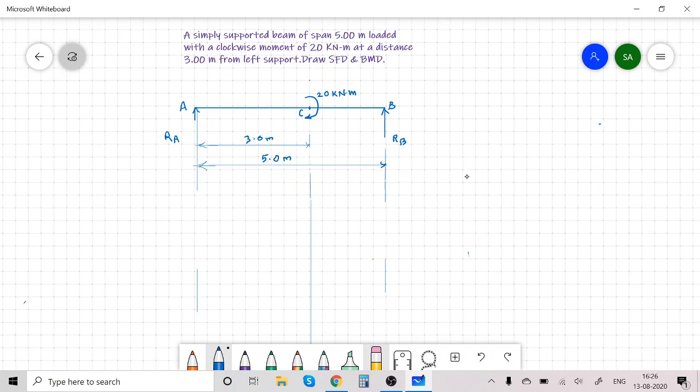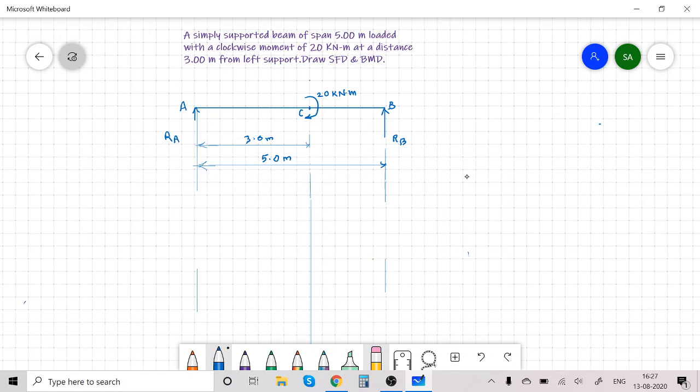A simply supported beam of span 5 meter is loaded with a clockwise moment of 20 kilonewton meter at a distance 3 meter from left support. Draw SFD and BMD. Now, this is the beam AB of 5 meter span and at C, at a distance 3 meter from A, that is left support, a 20 kilonewton meter clockwise moment is applied.